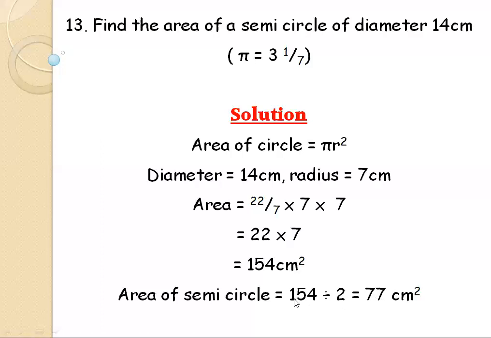That's because 2 in 15 is 7. I'm left with 1. I'll put my 1 here to give me 14. 2 in 14 is 7. So 154 divided by 2 is 77 centimeter square.